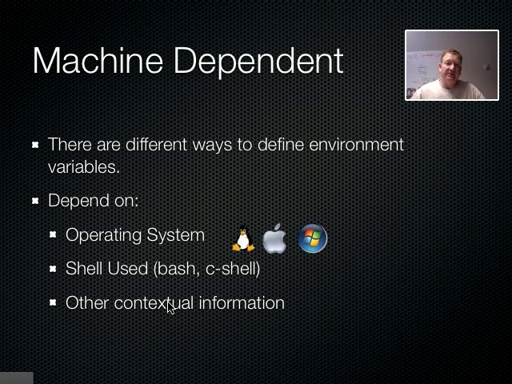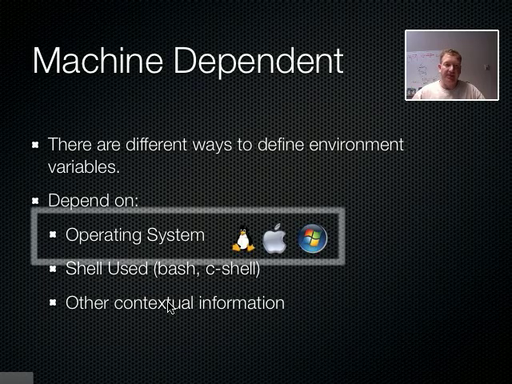Environment variables are machine dependent, and there's several things that they depend on: the operating system being used, what shell is being used, and there's other contextual information that might play a role in how you use them. Here we're going to be talking about those environment variables dealing with a couple of different operating systems, specifically Linux or Mac OS X, which is the Apple operating system, and Windows.